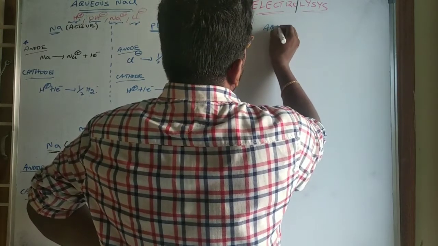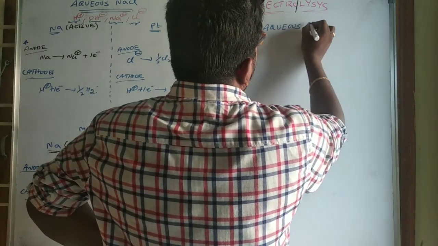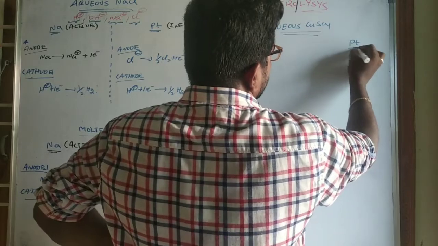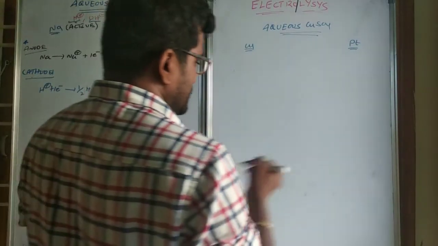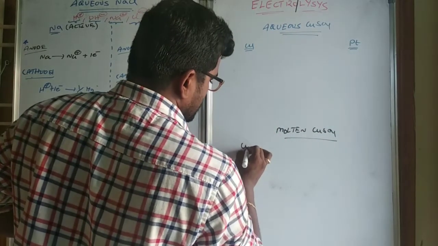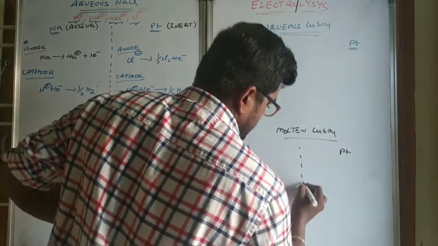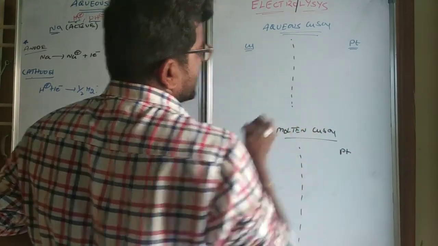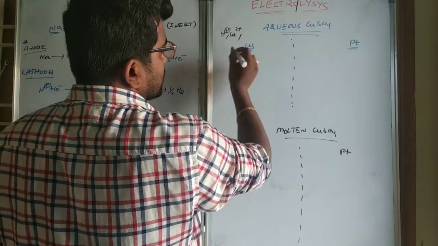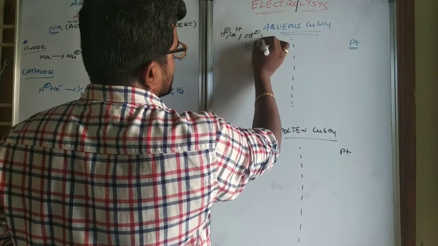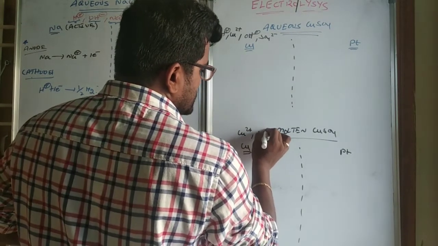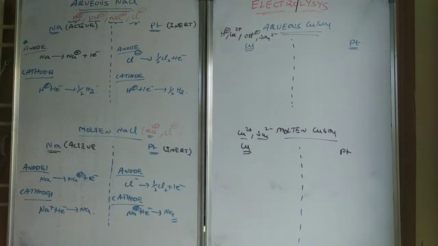Let us take aqueous copper sulfate electrolyzed with a copper electrode and then a platinum electrode. And one more thing, molten copper sulfate electrolyzed with copper and then platinum. Let us see the differences between them. Aqueous copper sulfate will have H+ ions, Cu2+ ions, OH- ions and then SO4 2- ions. Molten copper sulfate will have only Cu2+ ions and then SO4 2- ions.